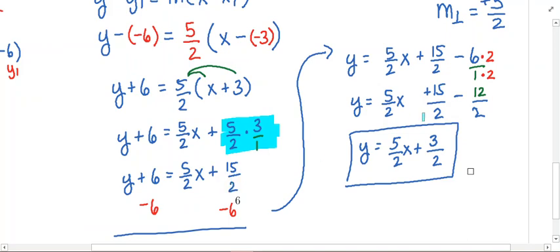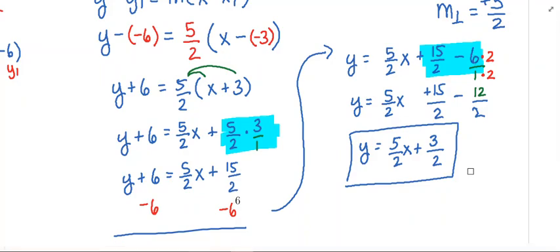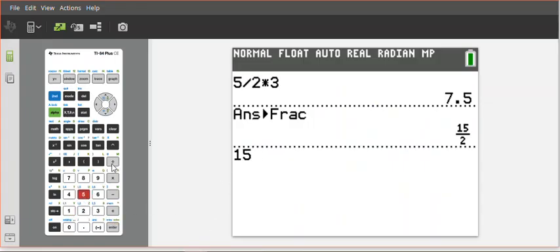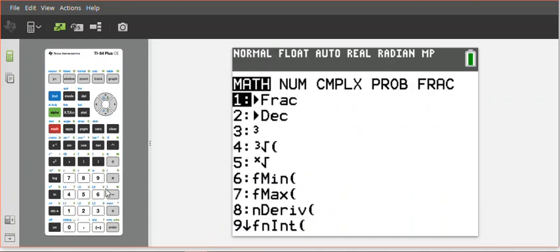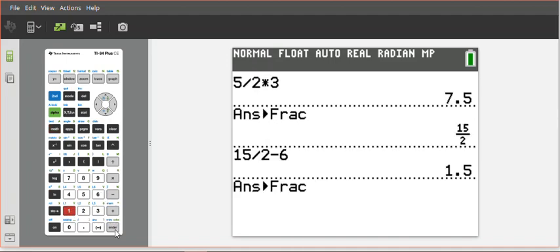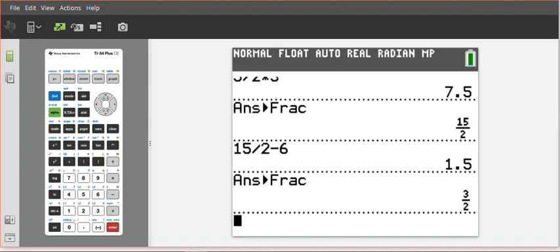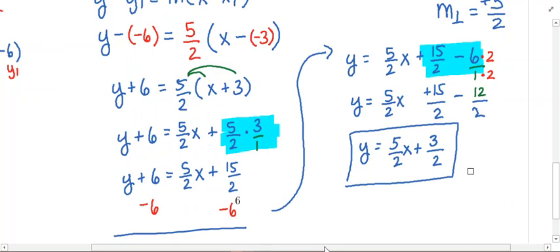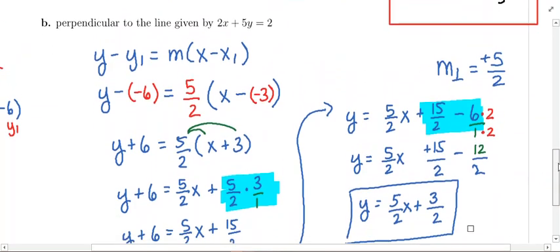The other time we could have used a calculator was when we were trying to compute the y-intercept. We were doing 15 halves minus 6. Again, all you have to do is go to your calculator. You're going to punch in 15 halves minus 6. You're going to get a decimal. Go math, option 1 to convert it to a fraction, and hit enter. You will get positive 3 halves. Okay, all right, so we are done with this particular problem.